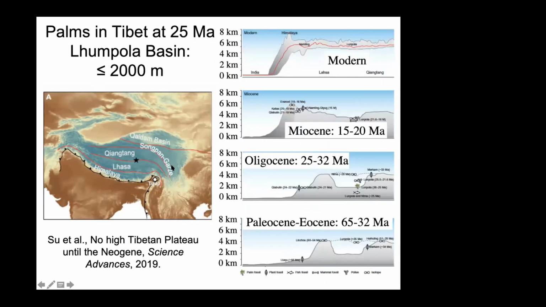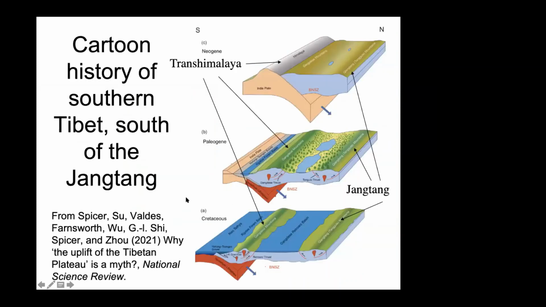And when they take this and put this in their interpretation, back in Paleocene, Eocene time, the Lumpala Basin would have been quite low, around 2 kilometers. Oligocene still around 2 kilometers, but then it's come up since that time, and then you're up to this modern elevation up in here. I accept this. I find this work very good.